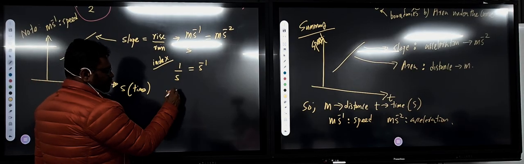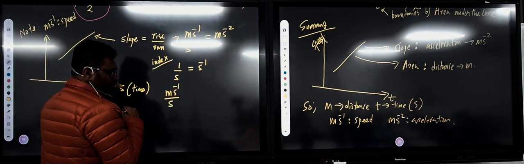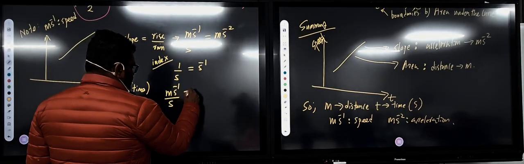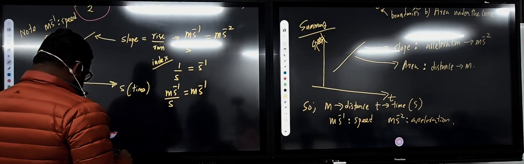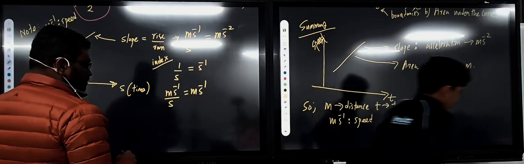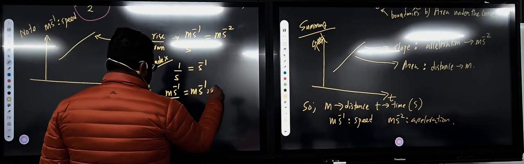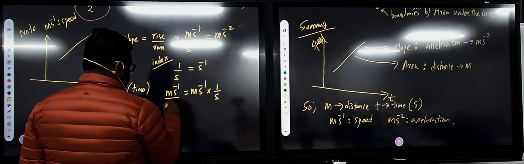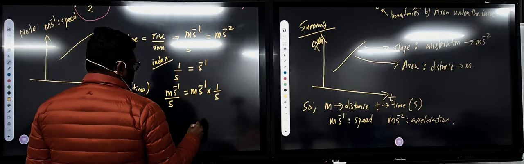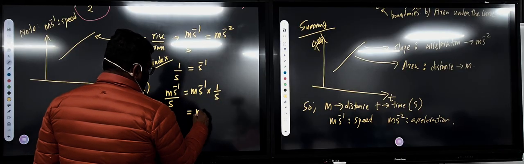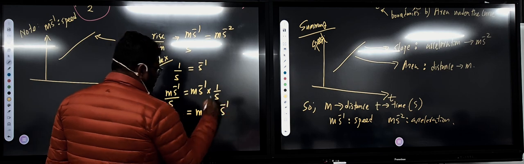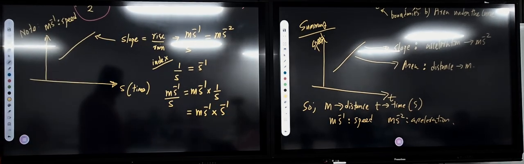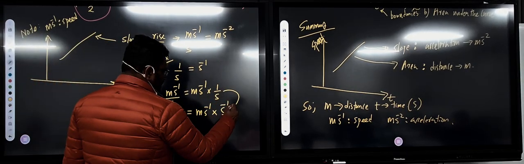Then when you have ms minus 1 divided by s, look at the board, you can write this one as ms minus 1, then 1 divided by s. So I wrote this one in this way. This one is ms minus 1, and 1 divided by s is s minus 1. You agree with me? Yes. This transition is the index law.